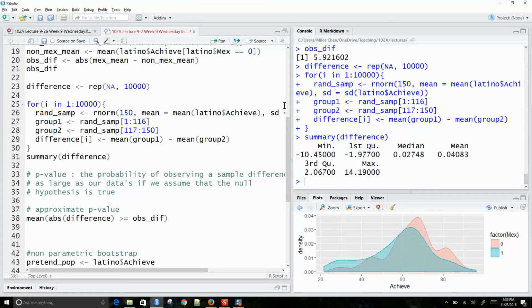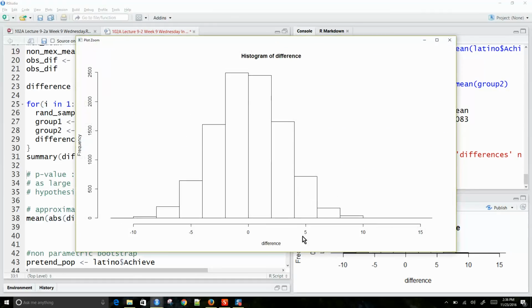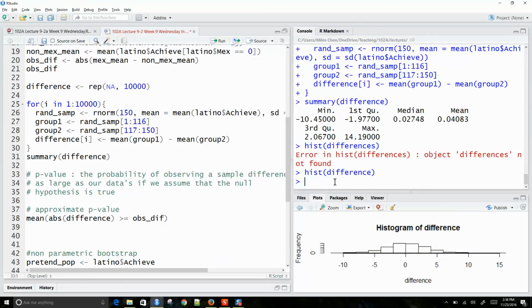And we can say, okay, the summary here says the average mean difference was something around 0.04. The median mean difference is something around 0.02. So the average difference is very close to 0, as we would expect. The largest mean difference we got was 14. The smallest mean difference we got was negative 10. And we want to know, how often do we get mean differences of 5.9, right? I can create a histogram of difference, and we can see how often we get a difference of 5.9 or so. It's on the outer edges, but we'll see.